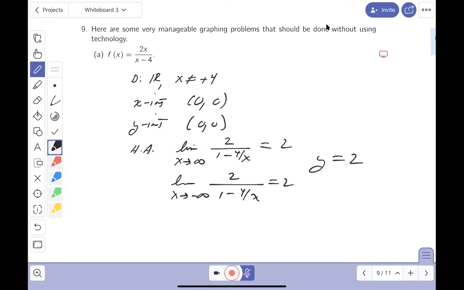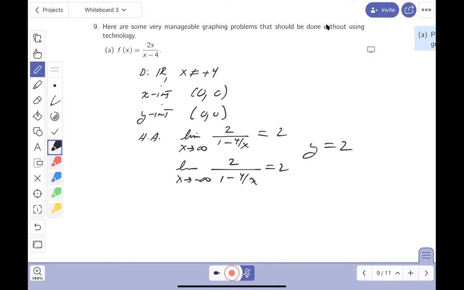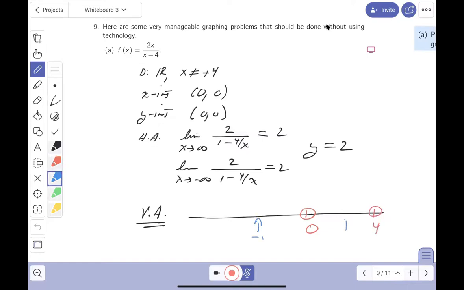All right, what else could I do? I guess I could do the vertical asymptote, right? And the way I'd probably do that, I think I'd approach it using sign analysis. And so I'm going to say 0 and 4. I'll take some test points for you, like -1, 1, and 5. Let's do -1 first. You get negative on top, negative on bottom. We're going to be positive.